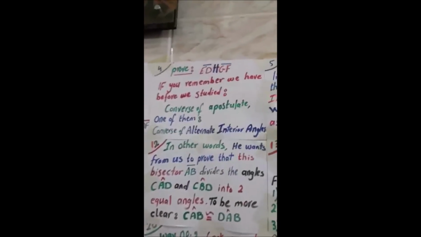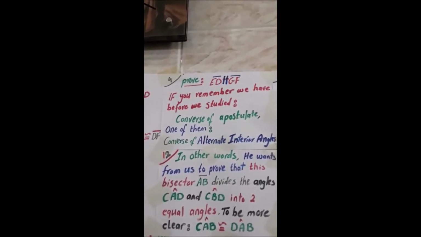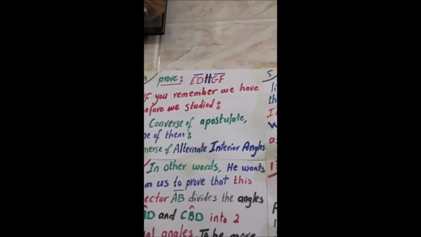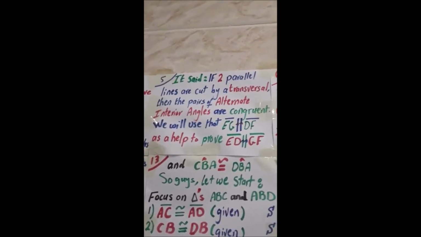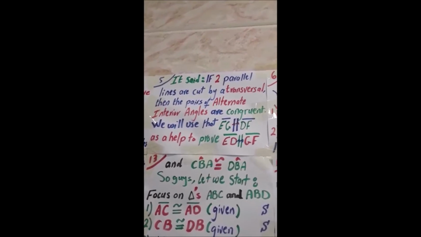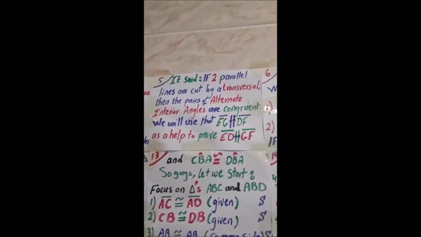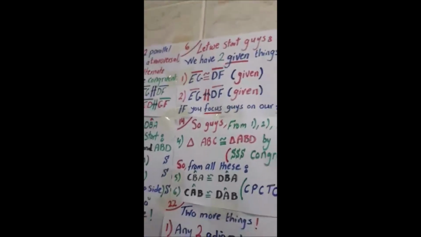Parallel. If you remember, guys, we studied something we call the converse of the postulate, and one of them was the converse of alternate interior angles. It said that if two lines are cut by a transversal and the pairs of alternate interior angles are congruent, then the lines are parallel. So we will use that EG and FD are parallel to prove that ED and GF are parallel. Okay, so let me start, guys.